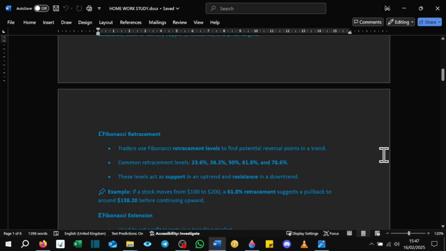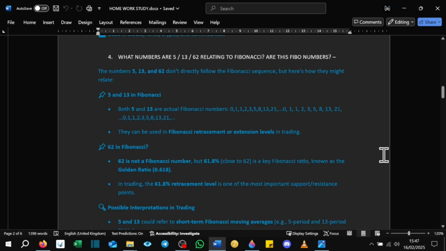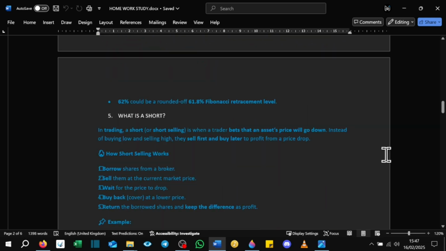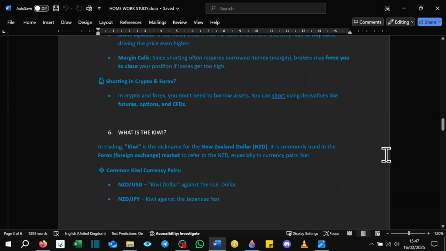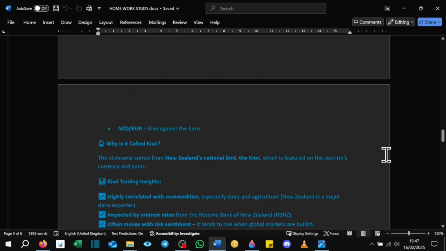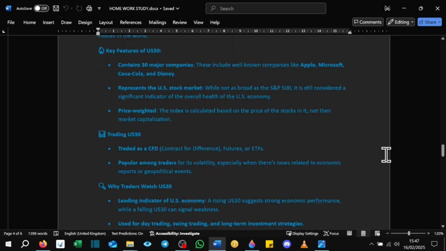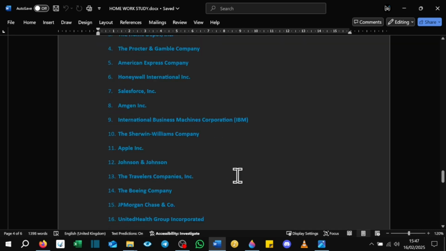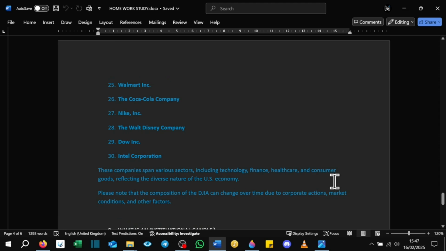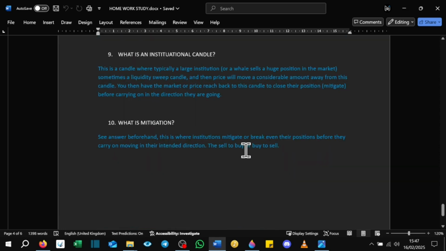This is the answer to Fibonacci. And answers to question 4. Answer to question 5, what is a short? Answer to question 6, what is the Kiwi? Answer to question 7, what is US30? Answer to question 8, what companies are in the top 30 companies at the moment for US30? And then what is an institutional candle? And then finally, what is mitigation?